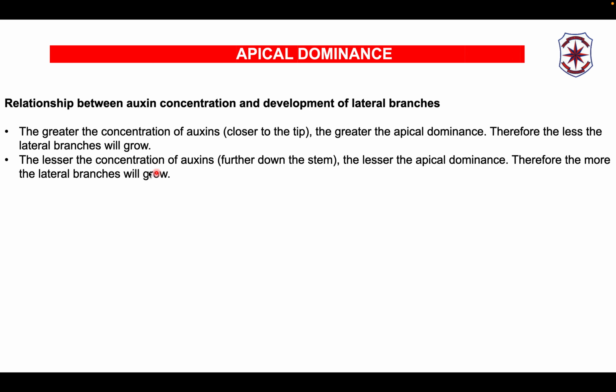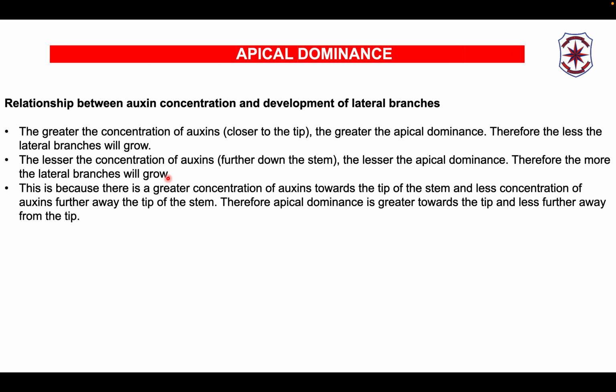Okay, bullet number 2: the lesser the concentration of auxins, usually further down the stem, the lesser the apical dominance. If we have a lesser concentration of auxins, therefore we have less apical dominance, therefore more lateral branches will grow. This is because there is a greater concentration of auxins towards the tip of the stem and a lesser concentration further away from the tip. Therefore, apical dominance is greater towards the tip and less further away from the tip. This relationship you must understand very well.